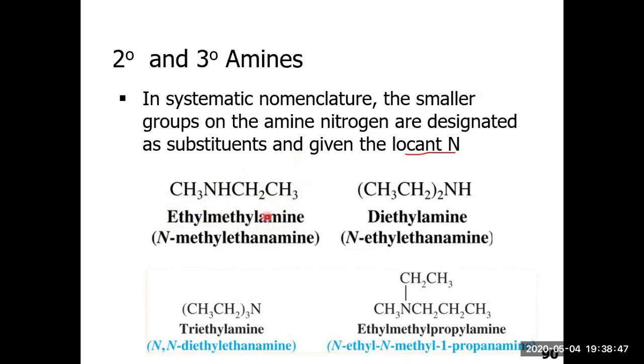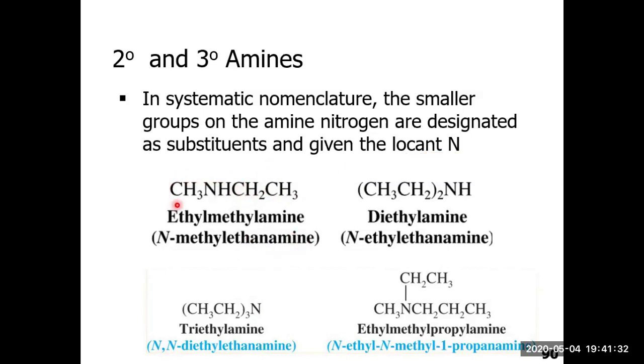But we can also use the systematic nomenclature in such a way that the smaller group bonded to the nitrogen becomes the substituent and they are given by the locant N. And the other group, which has the most number of carbon atoms, will become the parent. So in this case, the parent has two carbon atoms, and that is ethane. And we should drop the E and replace this one with amine.